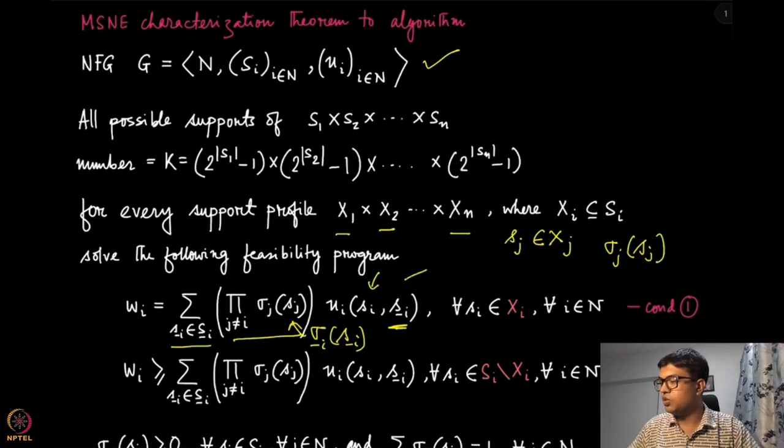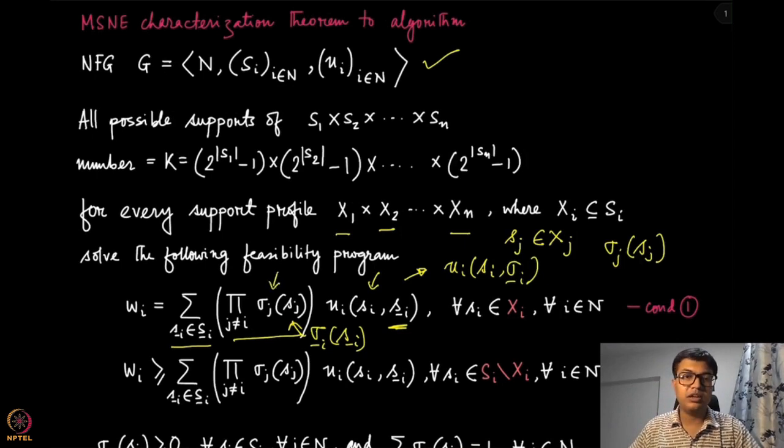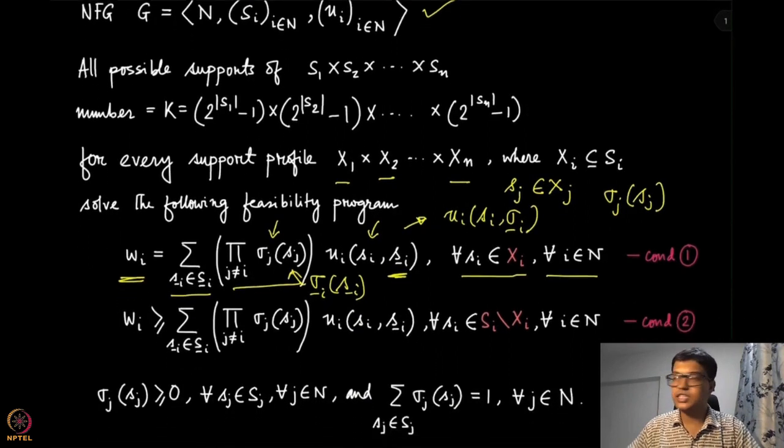So this whole right hand term together is nothing but ui of si, sigma minus i. We have just written it explicitly so that we can show the dependencies on the individual variables in this feasibility program. And this should be equal to some variable, let's say wi, and this will be true for all si which are living in that support xi. So here we are considering player i, its support is xi, and this equality should be holding for all players i in n.